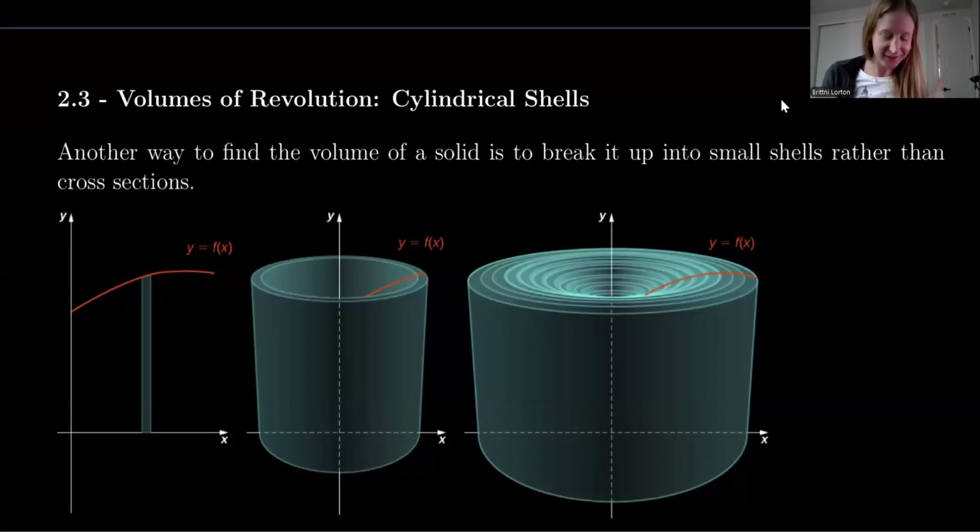All right, so let's do section 2.3. So we're going to do volumes of revolution. We're still finding volumes using a different method. And this is going to be called the shell method or cylindrical shells.